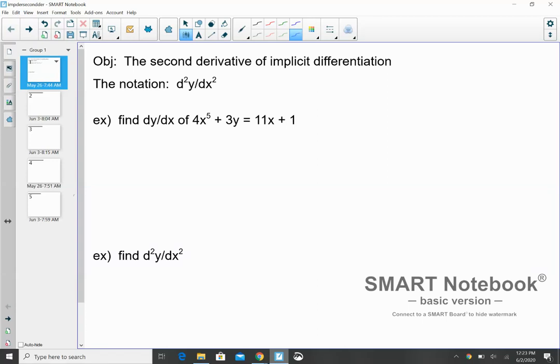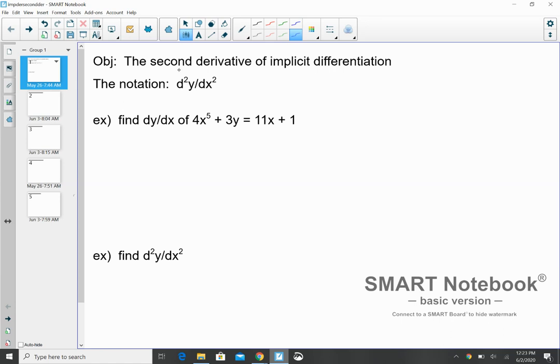Hello and welcome back. Today we're going to talk about the second derivative of implicit differentiation. Basically, we talked about this earlier in the year, the second derivative, when we did maxes, mins, graphing a polynomial, that kind of thing. So it's the derivative of the derivative. But with implicit differentiation, it's a little bit different. I'll get there in the course of a problem.